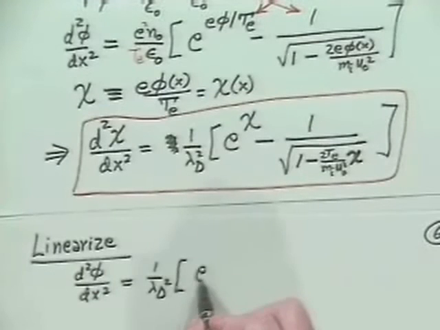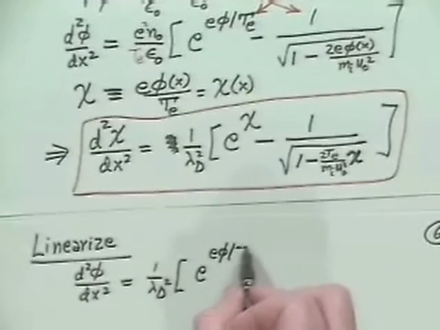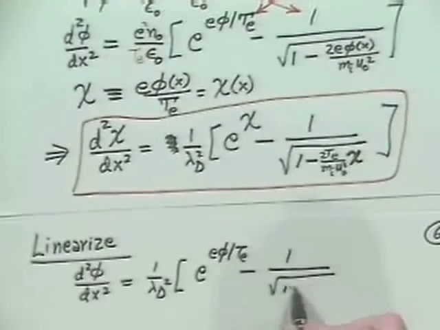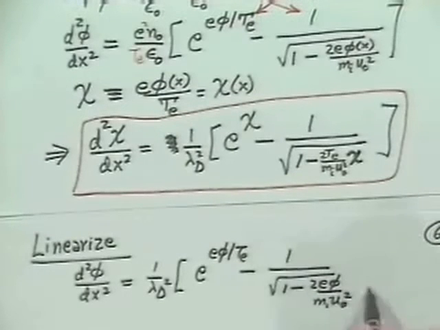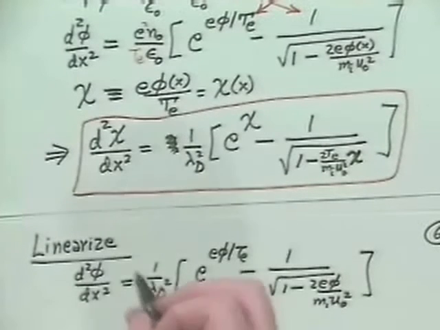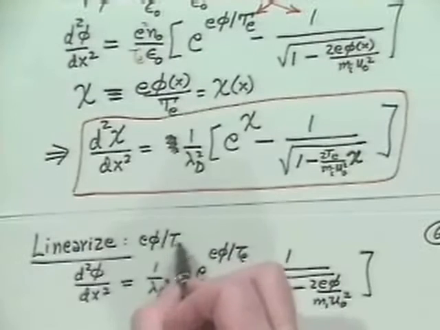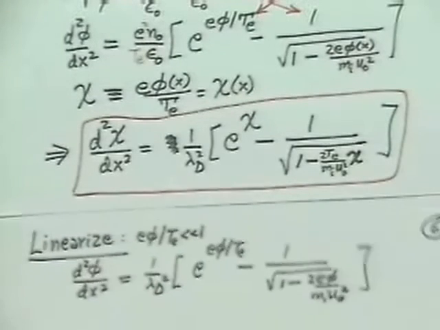Yeah. And then e to the e phi over Te, and then minus 1 over square root of 1 minus 2e phi over mi u naught squared. And what I need to then do is to linearize. What I really mean by that is I'll want to take e phi over Te much less than 1. Okay?